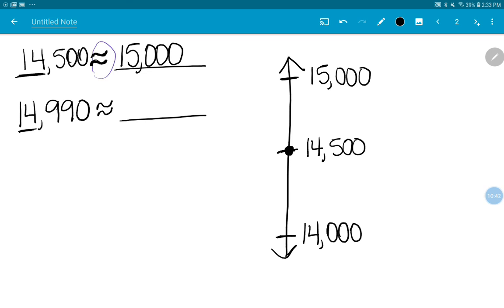Where would it go? It would go right there by the 14,000. Would it go right by 14,000 or right by 15,000? 15,000. Yeah, it's just a little tiny bit, just 10 less. So it would go about right here, almost to 15,000. And label it 14,990. So is 14,990 closer to 14,000 or closer to 15,000? 15,000, definitely.